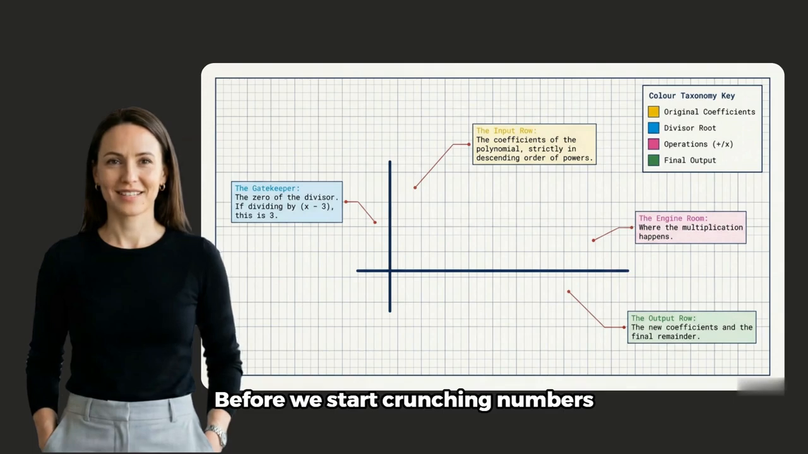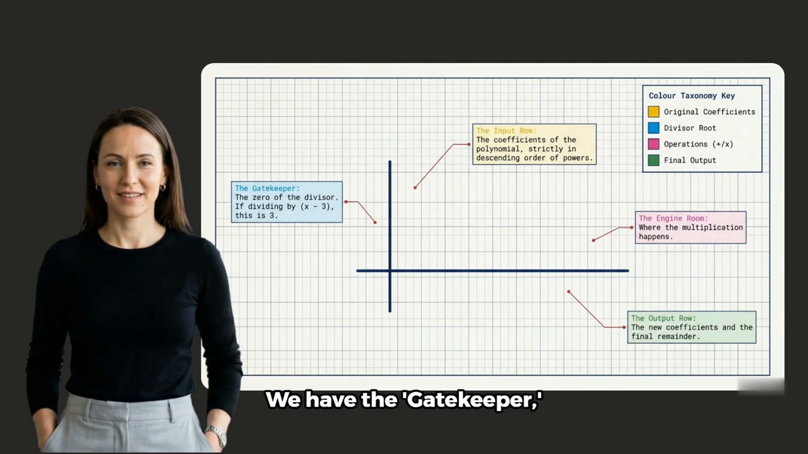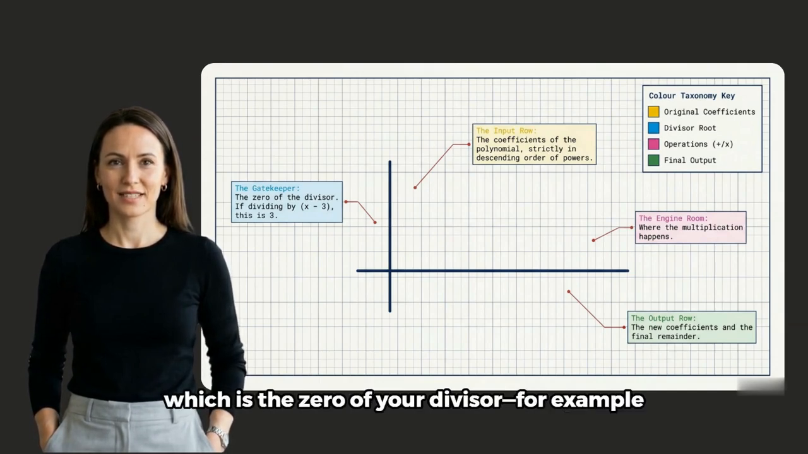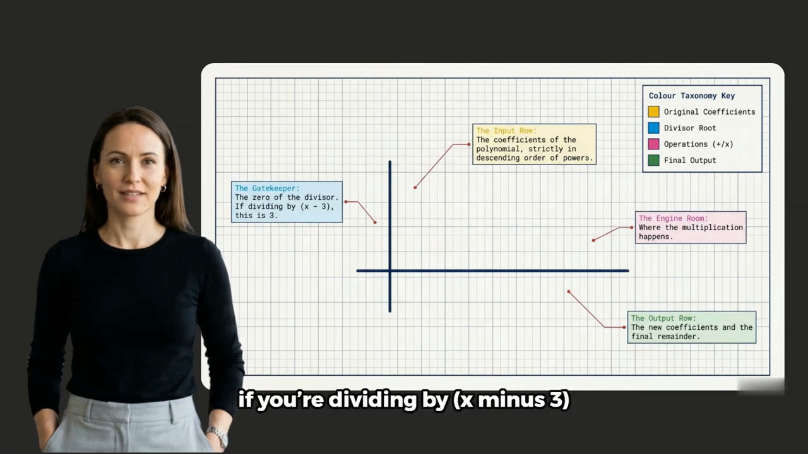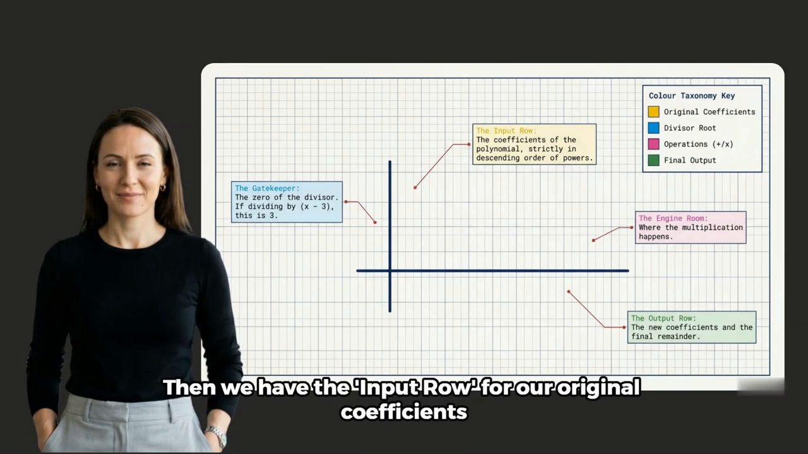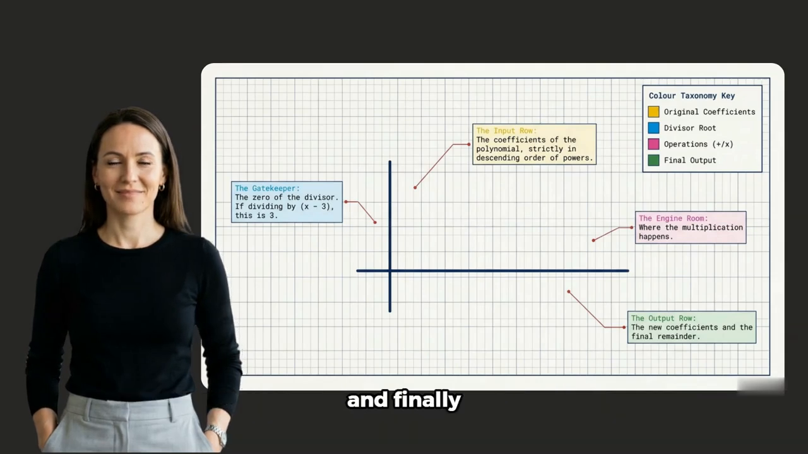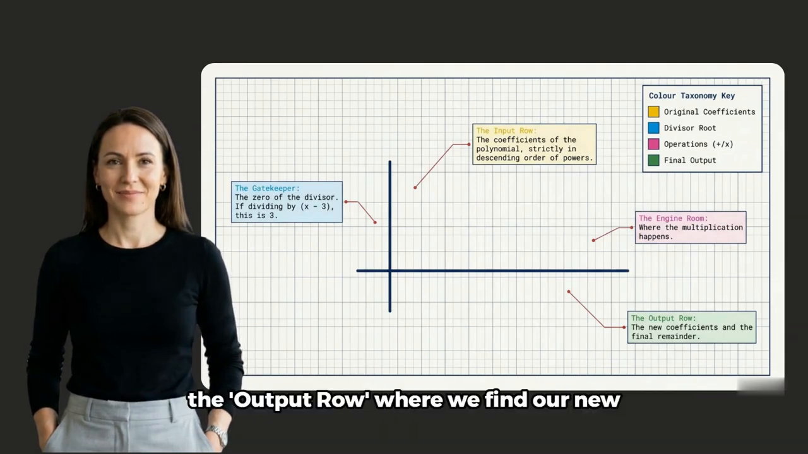Before we start crunching numbers, let's look at our game board. Using this color taxonomy, we have the gatekeeper, which is the zero of your divisor. For example, if you're dividing by x minus 3, your gatekeeper is 3. Then we have the input row for our original coefficients, the engine room where the multiplication happens, and finally, the output row where we find our new coefficients and the remainder.